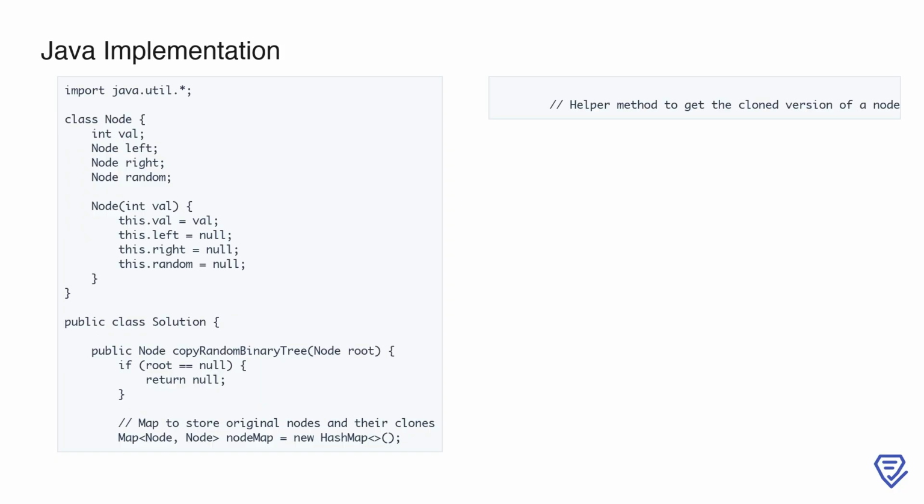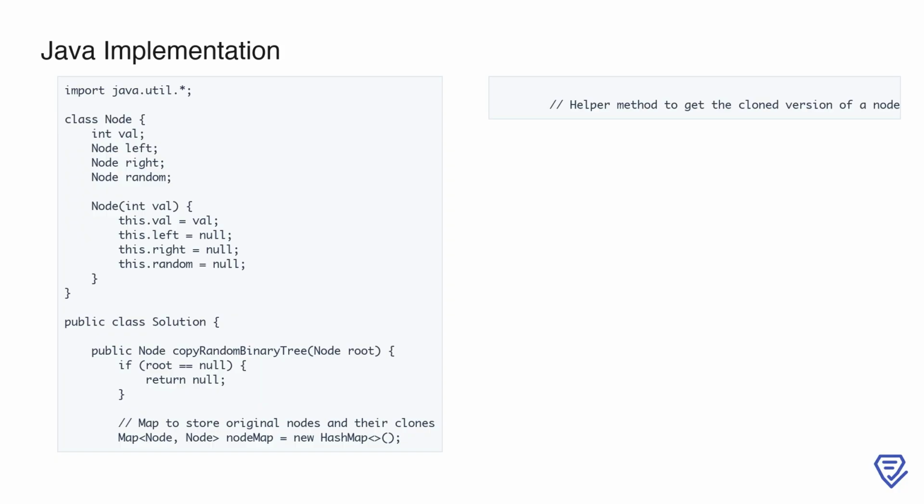Next, in the solution class, we define our main method copyRandomBinaryTree, which takes the root of the original binary tree as input. To handle edge cases, the first thing we do is check if the root is null. If it is, we simply return null since there's nothing to clone. Then, we set up a hash map called nodeMap. This map will help us store original nodes as keys and their corresponding clone nodes as values.